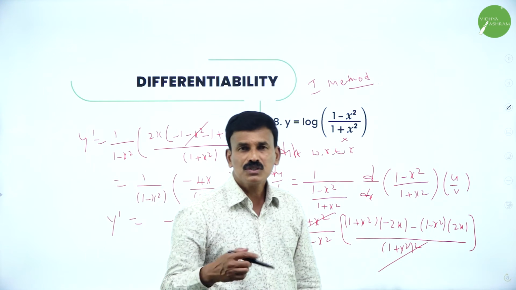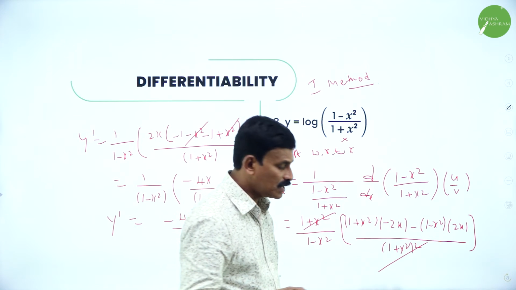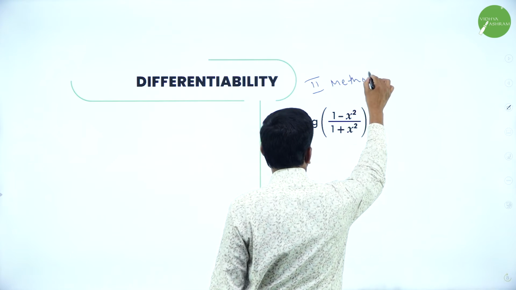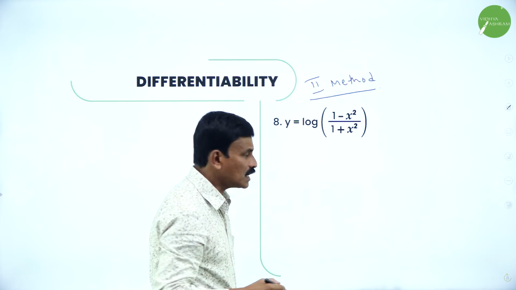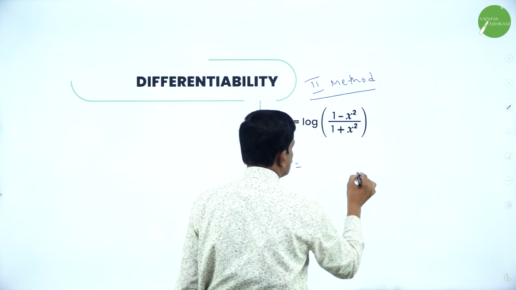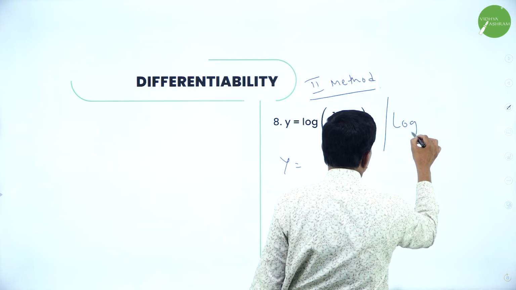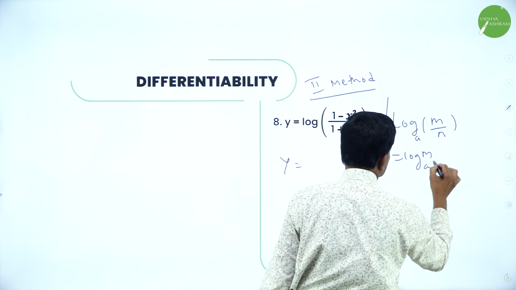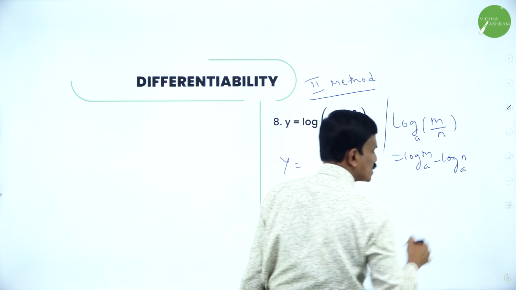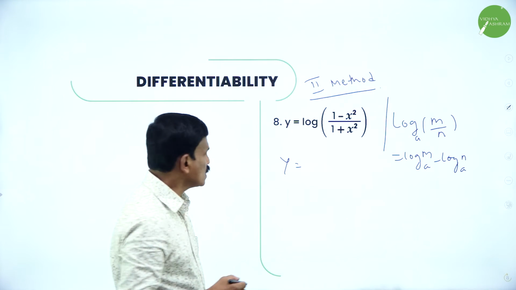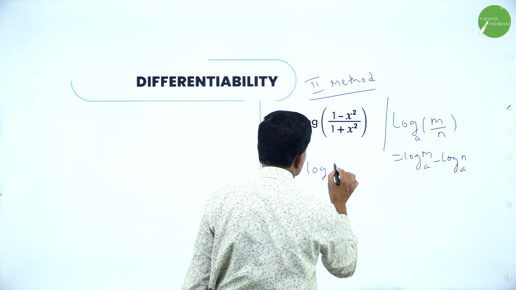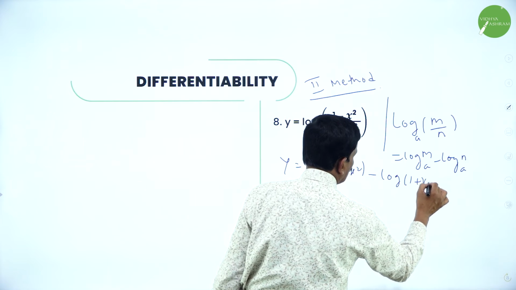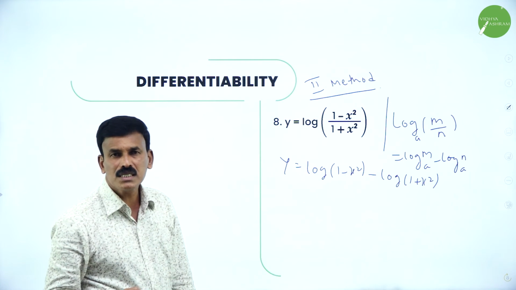This is one method. Now, you can use another method by logarithmic method, that is logarithmic formula. I will take the second method. In the second method, this y can be written as, there is one formula, logarithm of m by n to base a is equal to log m to base a minus log n to base a. Logarithm of m by n is log m minus log n. So, this can be written as logarithm of 1 minus x square minus logarithm of 1 plus x square.